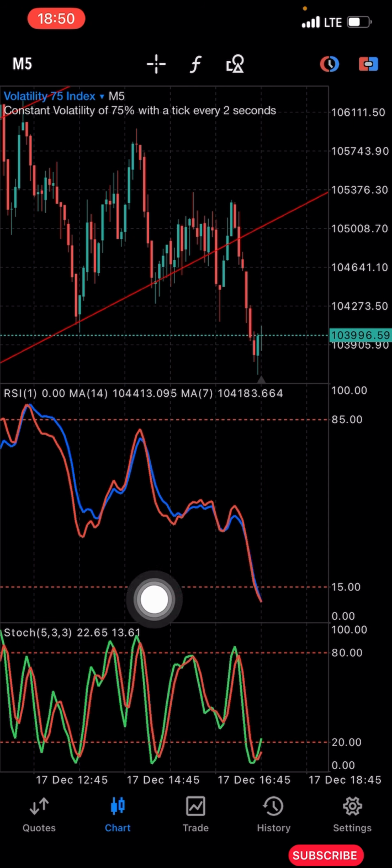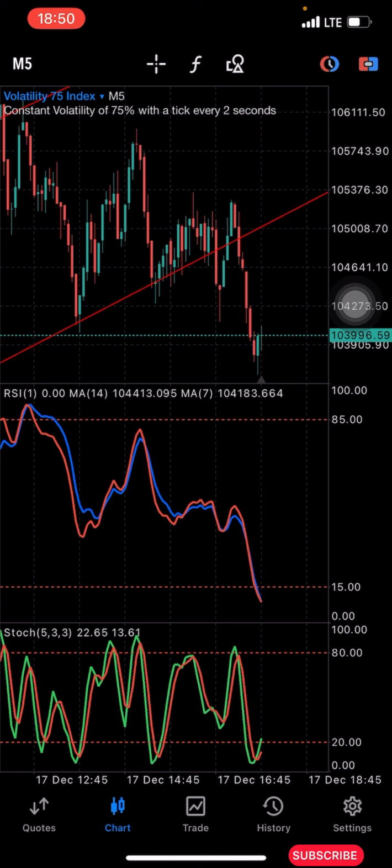Now back to the topic of the day, which is this strategy here. This is a scalping strategy for volatility indices. You can use this strategy to trade any volatility index: V10, V25, V50, V100.